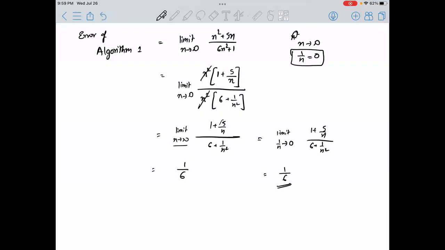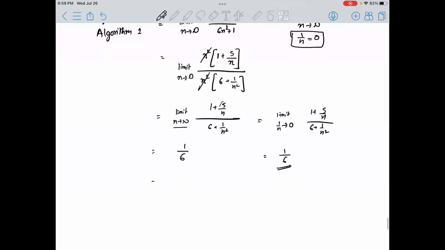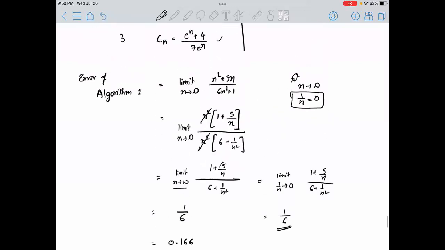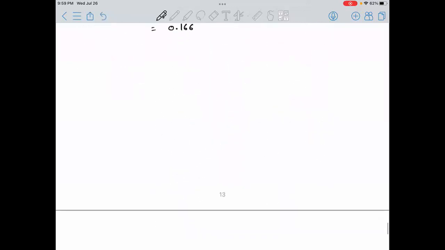Clear till now? Yes, sir. 1 by 6. What is the value of 1 by 6? 0.166. Coming to the error of algorithm 2.